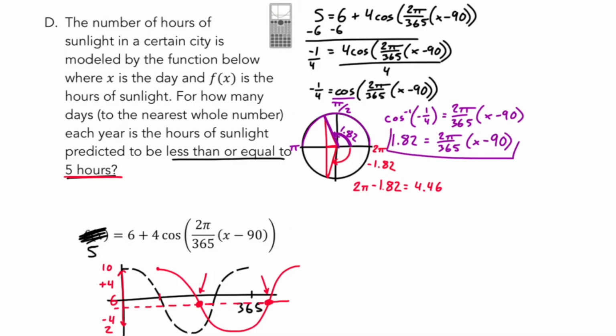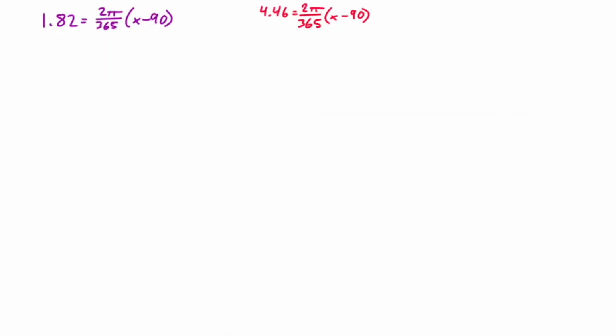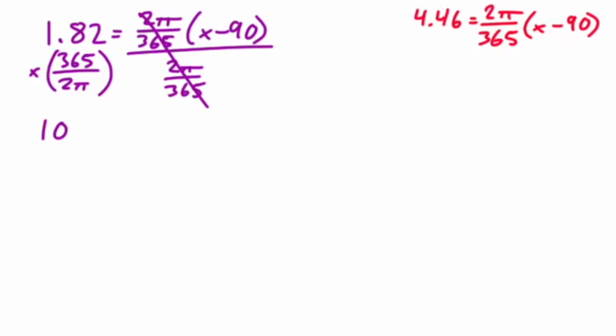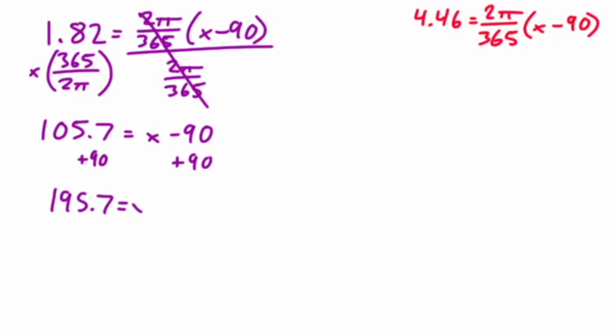One of them in purple here, 1.82 equals blah, blah, blah, and the other one is going to be 4.46 equals blah, blah, blah. So I rewrote the equations a little bit clearer, gave us some more room to work. Again, we're going to divide by 2 pi over 365. You're probably getting bored with this by now because I've done it a couple times. And remember, that's the same thing as multiplying by the reciprocal. This goes away, and I got 105.7 out of that, and that equals x minus 90, and then we just have to add 90. So we have 195.7. That is our first day that we're interested in.